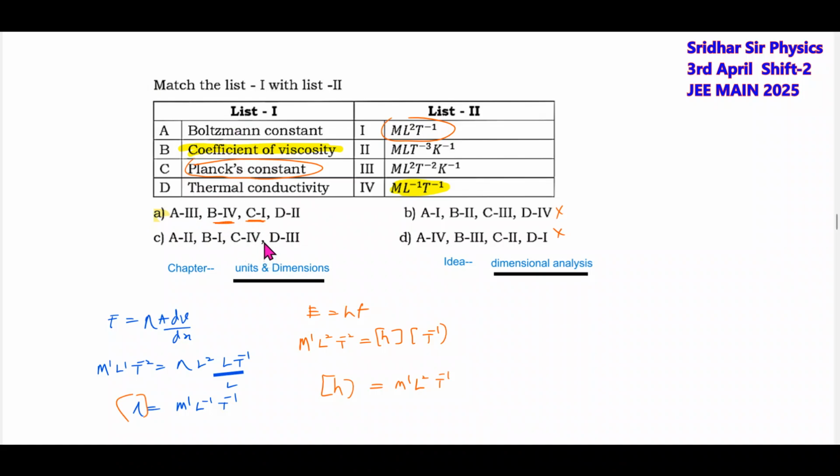This is what you should do in the exam. You should save the time. Got the idea? So this will be ruled out. No need to check Boltzmann constant and thermal conductivity.